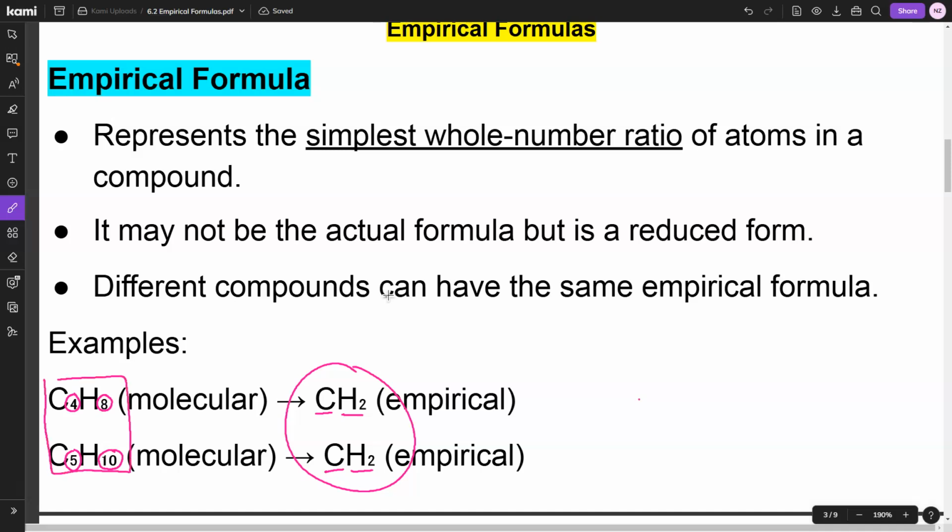So the empirical formula is the simplest form. The molecular formula is the empirical formula times some multiplier, we'll call that n, and that equals your molecular formula. So it is possible for two different molecular compounds to have the same empirical formula, because it is the simplest or reduced form of that formula.